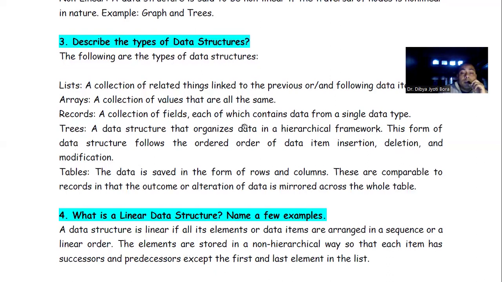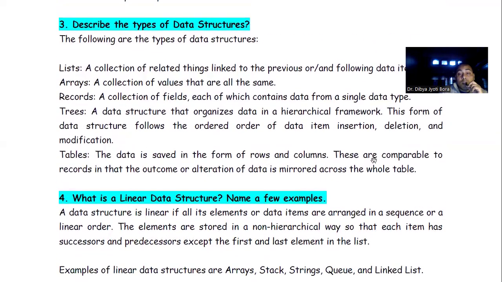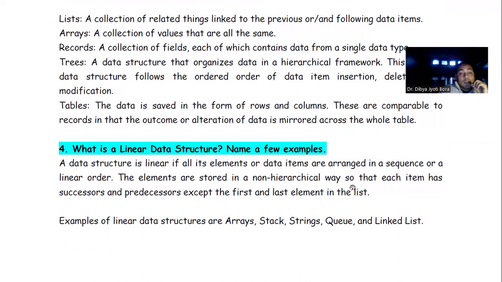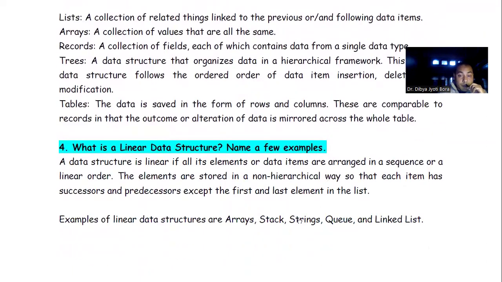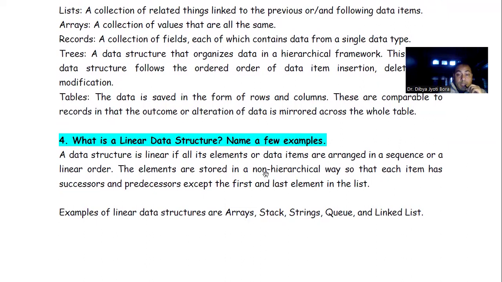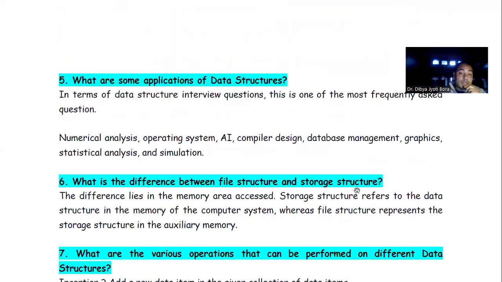Trees, where we organize the data in a hierarchical framework, right? From where we can perform operations like insertion, deletion, modification. Similarly, tables, if we arrange the data in the form of rows and columns. These are the different types, right? Now, linear data structures you usually got it that we arrange in a sequence, and if we are organizing them in a hierarchical way, then that becomes nonlinear. Examples: array, stack, strings, queue, linked list fall under linear data structures.